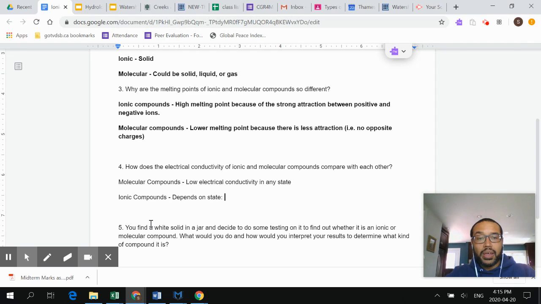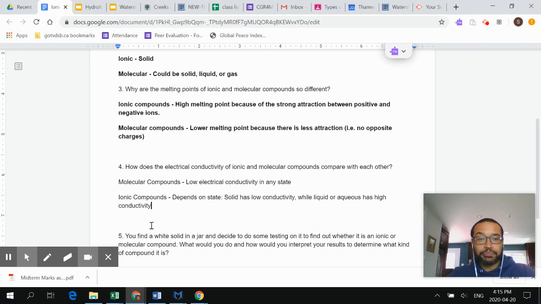So solid has low conductivity, while liquid or aqueous has high conductivity. Aqueous just means dissolved in, usually in water. And of course, liquid means you've actually melted it.